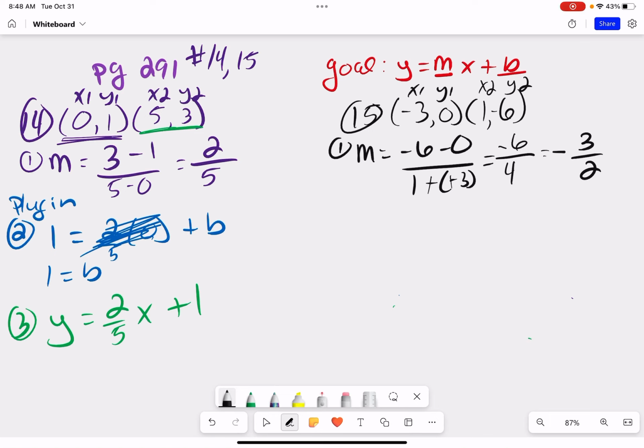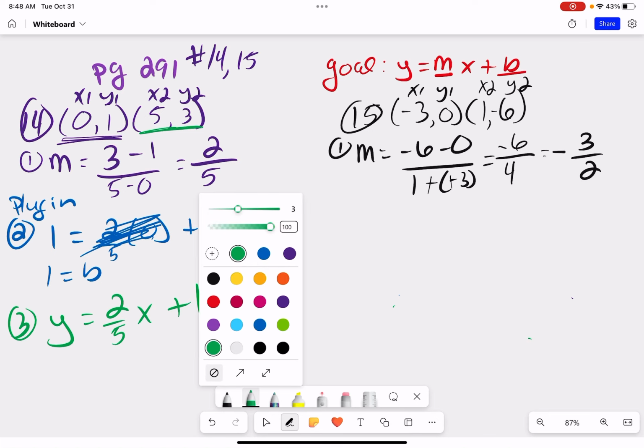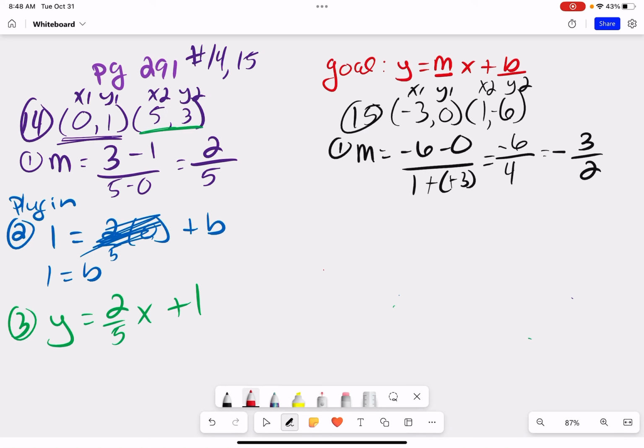Okay, so the next step here is I'm going to go ahead and pick a point to plug in. Again, I'm going to pick something that I see is nice and easy. So I have a 0 right here. I'm going to pick that one. It doesn't matter which one you pick though. So my y value is 0 equals negative 3 over 2 times negative 3 plus b.